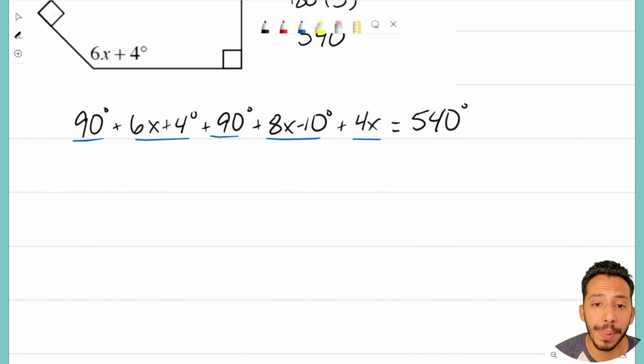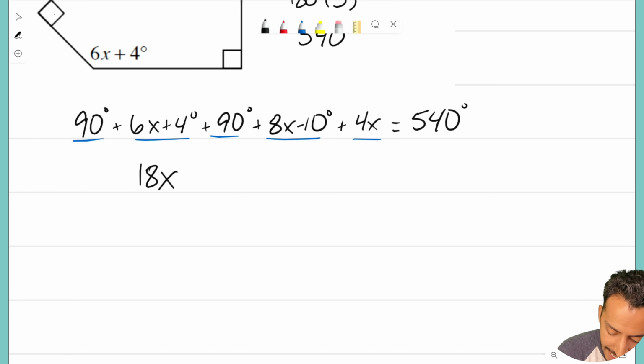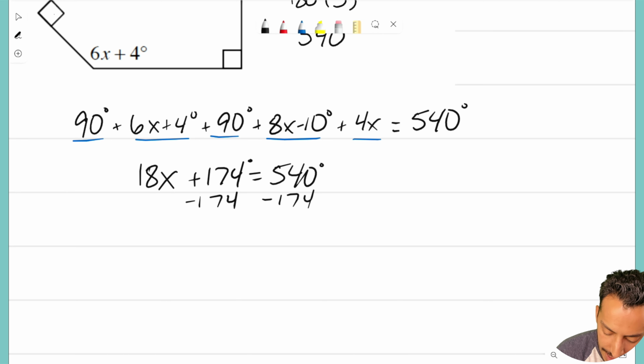All we have to do is combine like terms. Let's start with our x's. I see 6x plus 4x is going to make 10x's plus another 8. That is 18x's. All right, 90 plus 90 is going to be 180. And then 180 plus 4 is going to be 184. But look, I got to subtract 10. So I'm at 174. It equals, not 180, 540 degrees. All righty. We're probably going to want to subtract 174 on both sides.